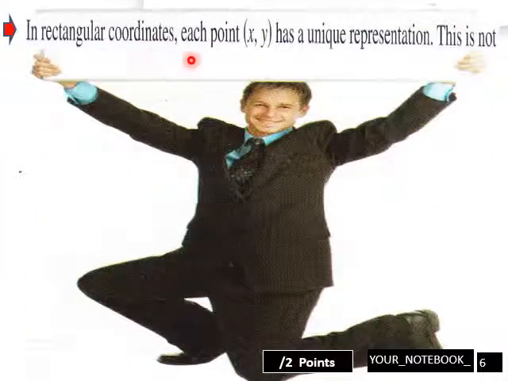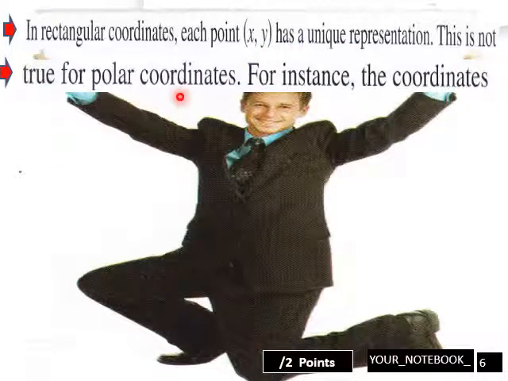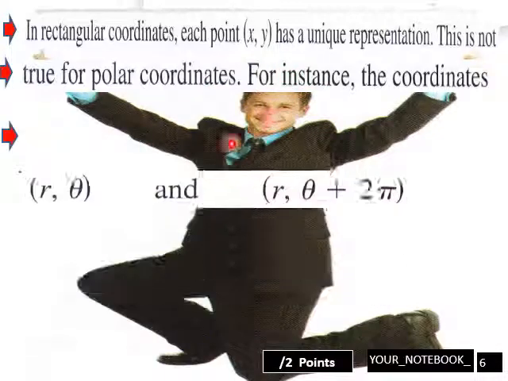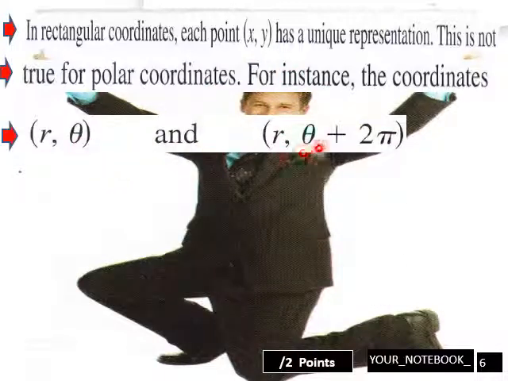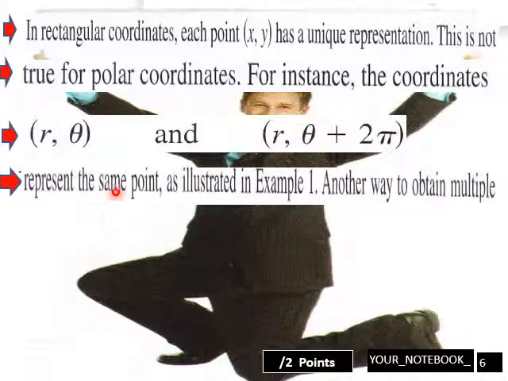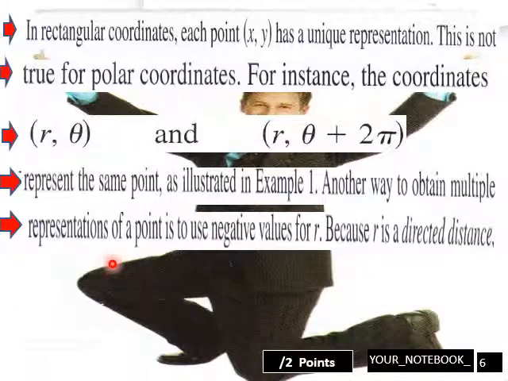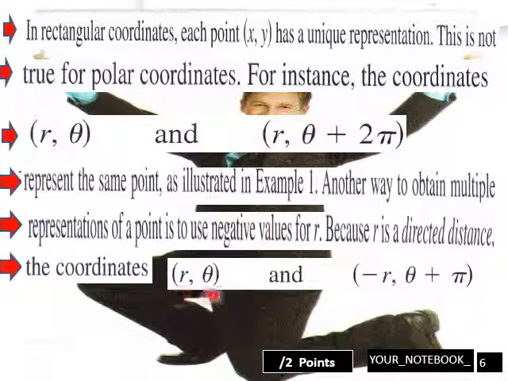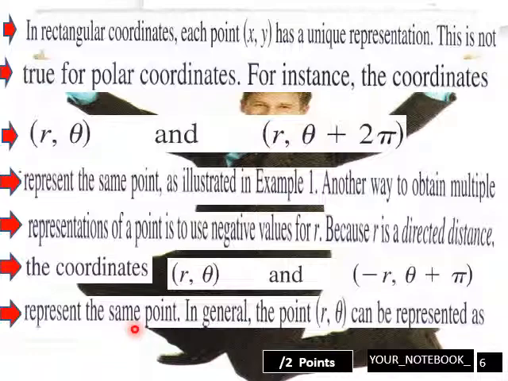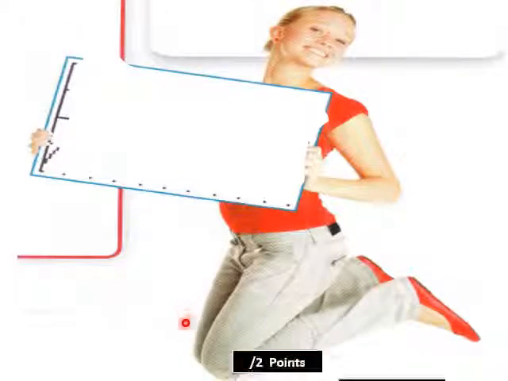Okay, in rectangular coordinates, each point (x, y) has a unique representation. This is not true for polar coordinates. For instance, the coordinates (r, θ) and (r, θ + 2π) represent the same point, as illustrated in example 1. Another way to obtain multiple representations of a point is to use negative values for r. Because r is a directed distance, the coordinates (r, θ) and (−r, θ + π) represent the same point.